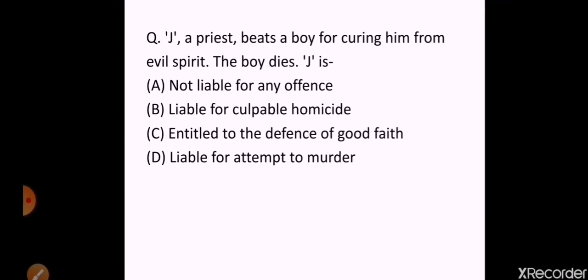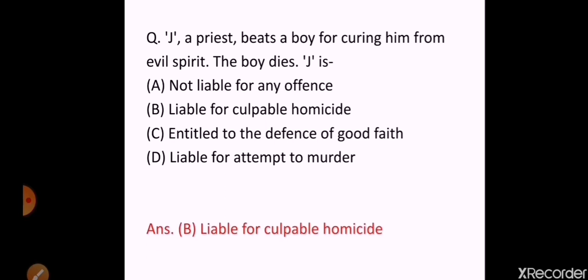So the next question is: A priest beats a boy for curing him from evil spirit. The boy dies. The priest is A. Not liable for any offence, B. Liable for culpable homicide, C. Entitled to defense of good faith, D. Liable for attempt to murder. So here if we see the options, whatever you understand, please write it in the comment box, and just see what is the right answer.